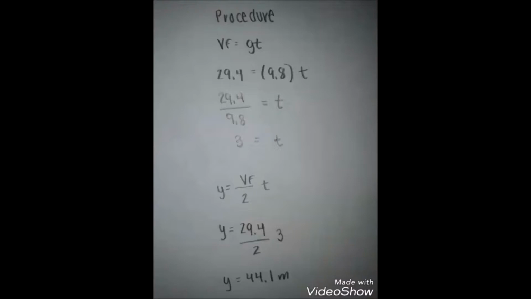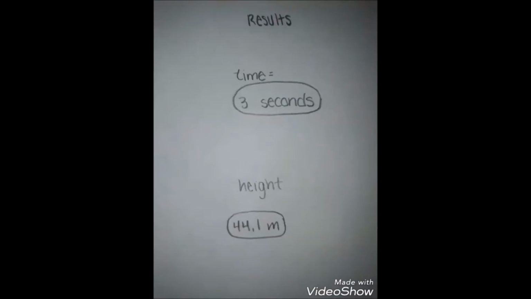With the previous problem, now we can do the operation to gather the height. The formula that we used was h equals final velocity divided by 2, multiplied by time. Then we replace the data, so the procedure was 29.4 divided by 2, multiplied by 3 seconds. So the final result was 42.1 meters. From the previous procedure, now we know that the fall time was 3 seconds and the height from which it dropped was 42.1 meters.